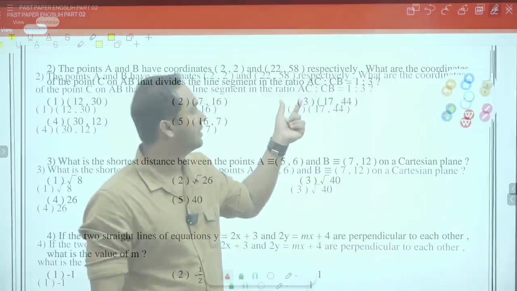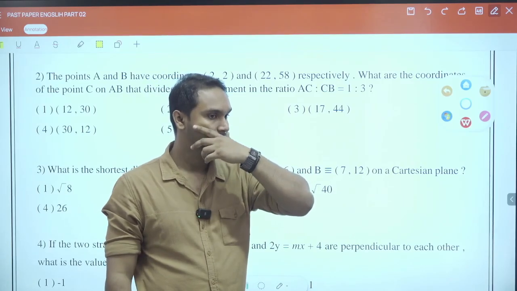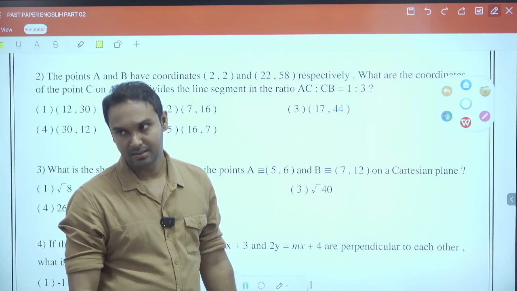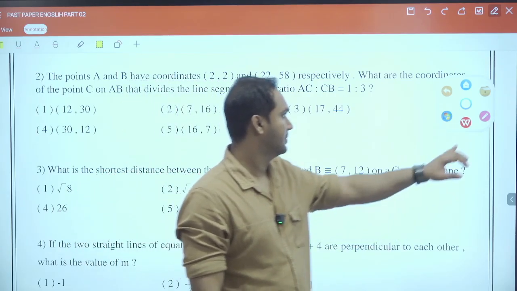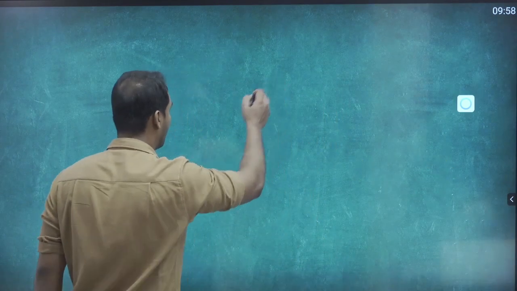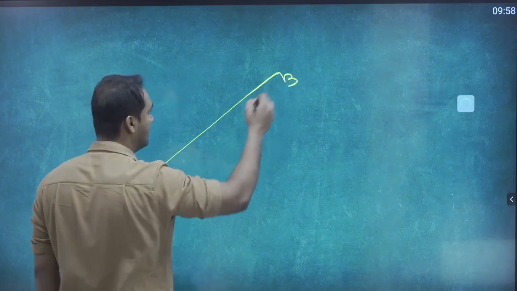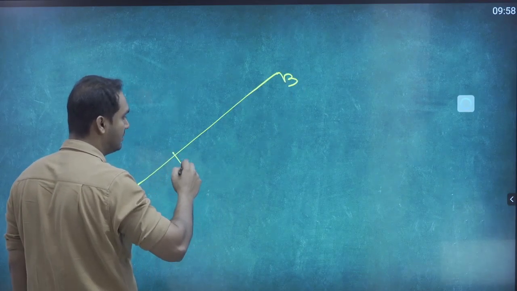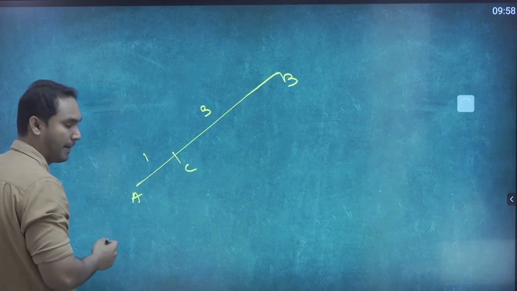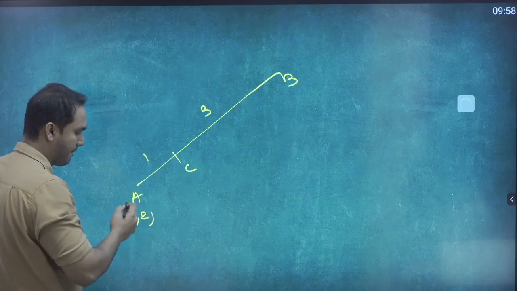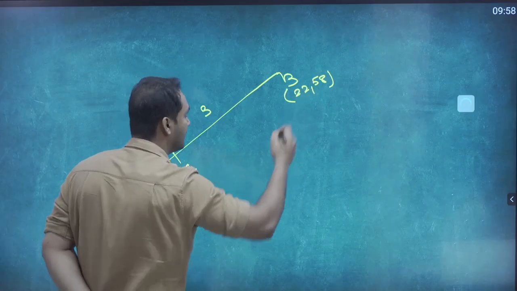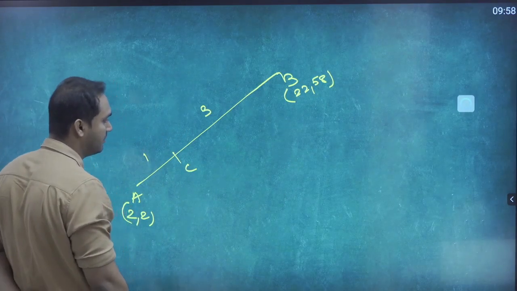Now tell me which one is larger, AC or CB? CB is larger, right? CB is 3, AC is 1. So this is A, this is B. CB should be larger, so this is 3 and this is 1. Now tell me the A coordinates: 2, 22, 58. Right. So you are asked to find the coordinates of C.